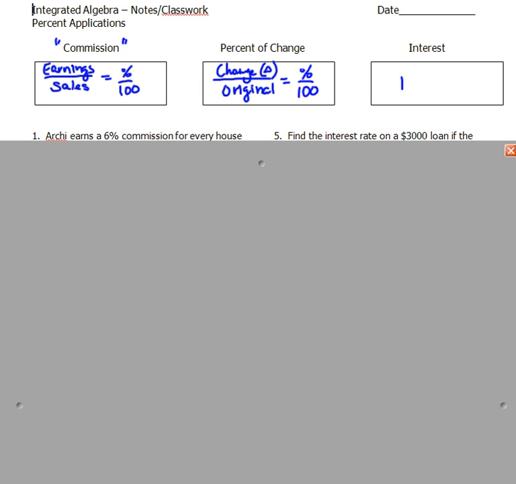And interest, I equals PRT, where interest is I, that's the money that you earned or that you owe for using the money. P equals the money invested or the money you took out, which is called your principal. R equals the rate as a decimal. And T equals time in years.